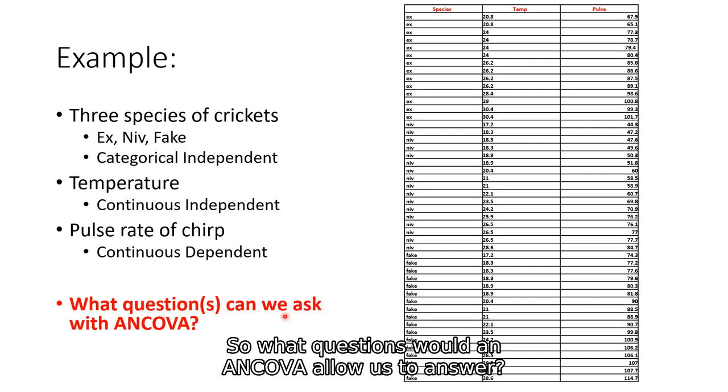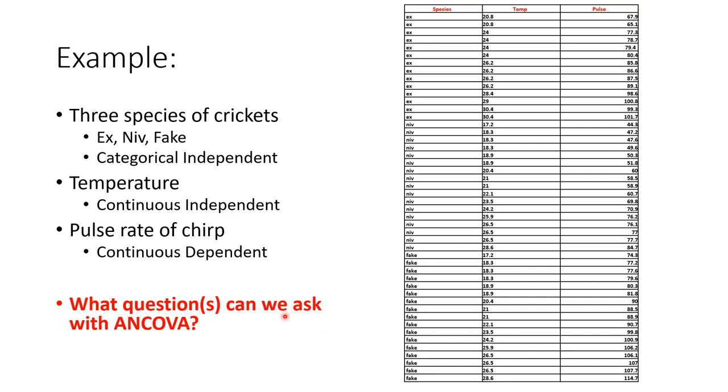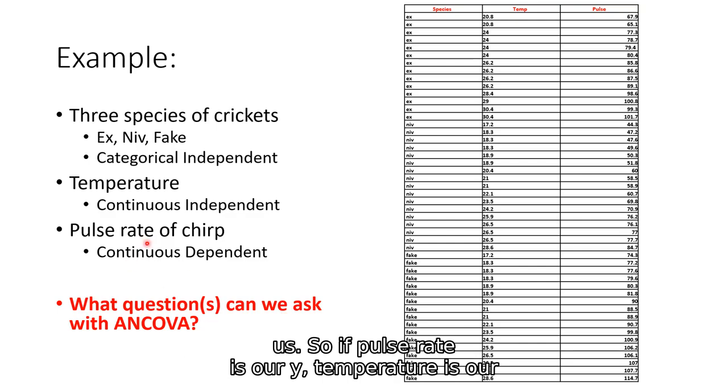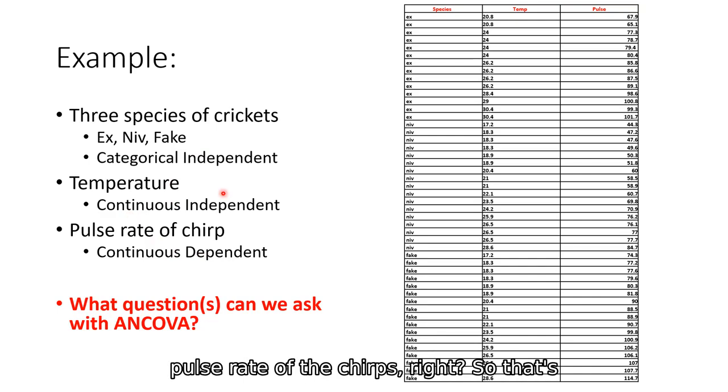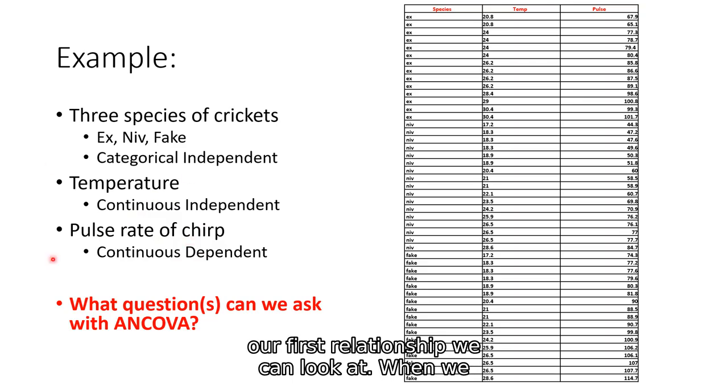So what questions would an ANCOVA allow us to answer? Let's start with the two continuous variables. If pulse rate is our y and temperature is our x, one of the first questions would be: is there a relationship between the covariate temperature and the pulse rate of the chirps, right? So that's our first relationship we can look at.